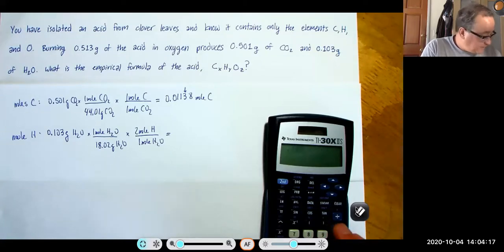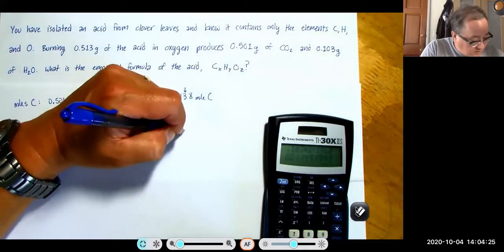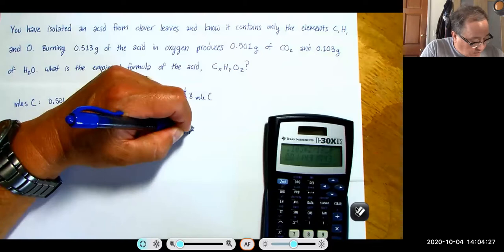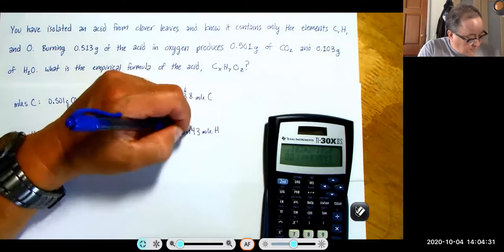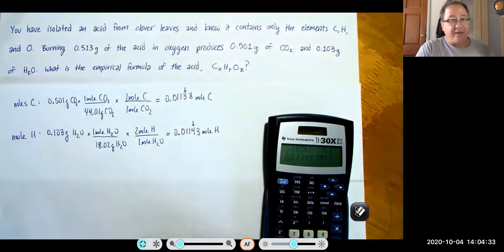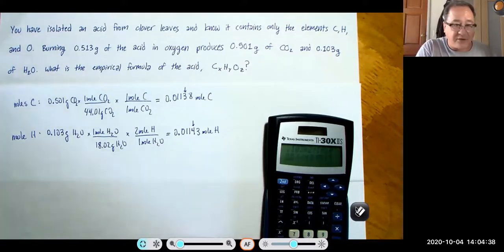0.103 times 2 divided by 18.02. And sure enough, look at that. We get 0.1143 mole of hydrogen. So these numbers are so similar that I'm just going to take the guess that the number of carbons equals the number of hydrogens in the formula.